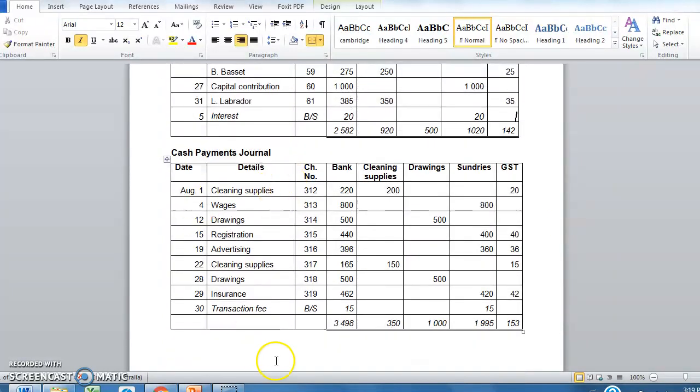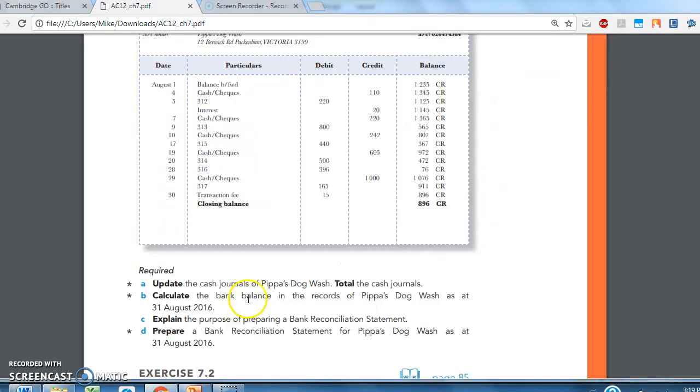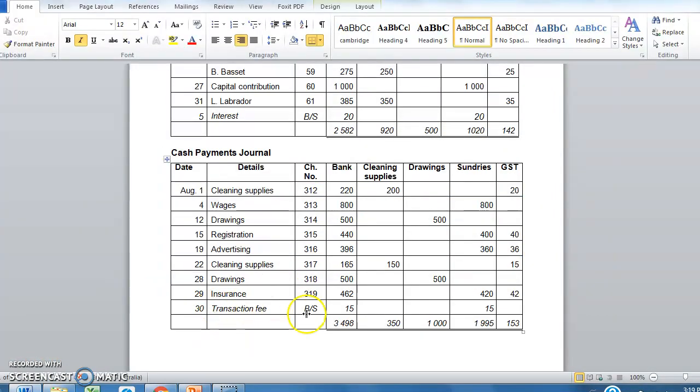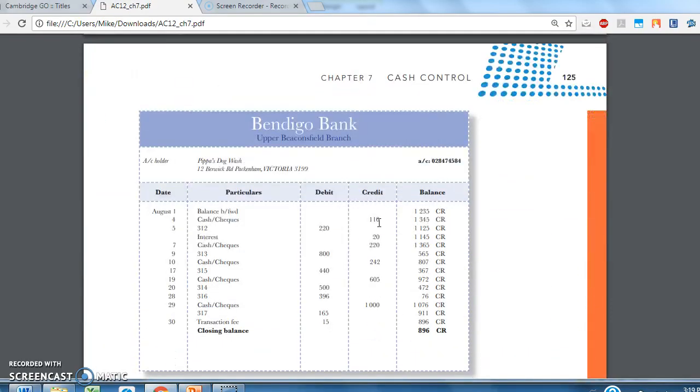However, there are some things missing from our cash payments journals, which I have already included here. So if we compare that, we've got insurance as the last one. However, there's also a transaction fee. So where is our transaction fee in here? So it's for $15. So transaction fee. Cool. So $15. So debit.